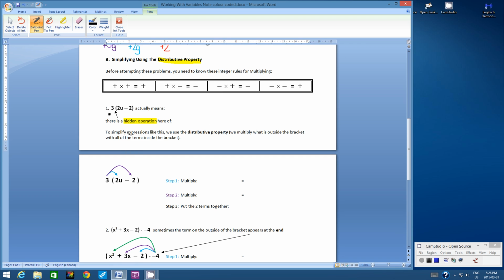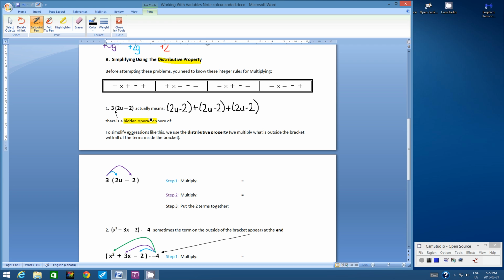So what is the distributive property? Well, let's have a look at example 1. 3 outside of a bracket (2u minus 2) actually means the inside of the bracket added together 3 times. Okay? So that's what it means. It means whatever's in the bracket added together 3 times or multiplied by 3.